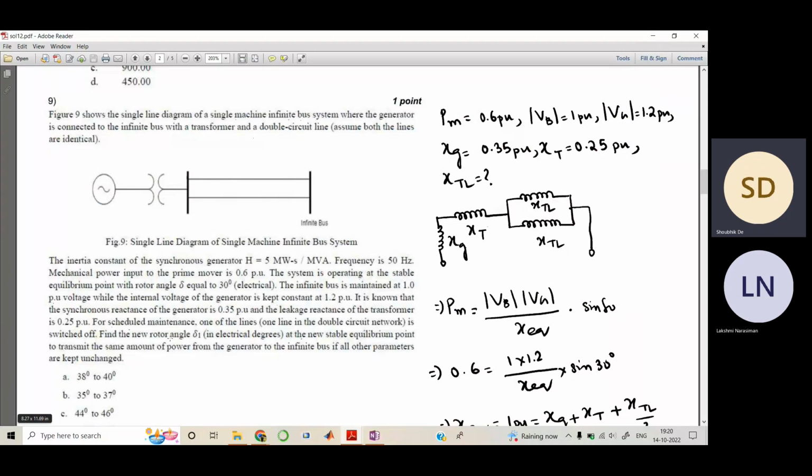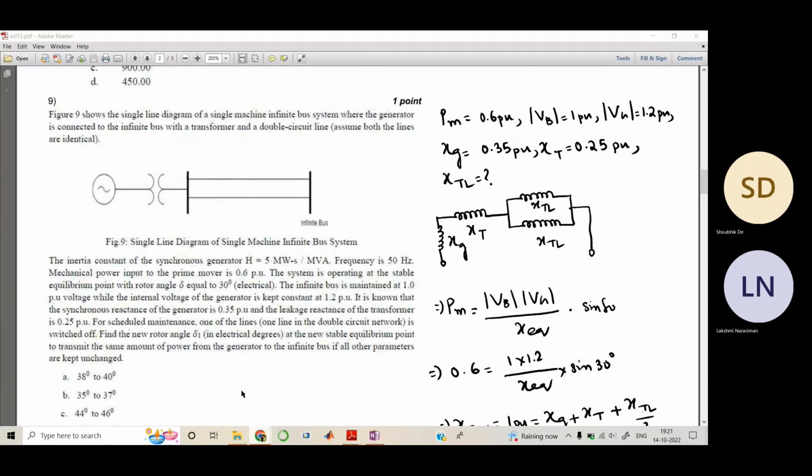They are asking to find the new rotor angle at the new stable equilibrium point to transmit the same amount of power. So this PM would be the same, right? That is why they are telling you to transmit the same amount of power from the generator to the infinite bus if all the other parameters are kept unchanged. So I hope the question was clear. A lot of information was given here.